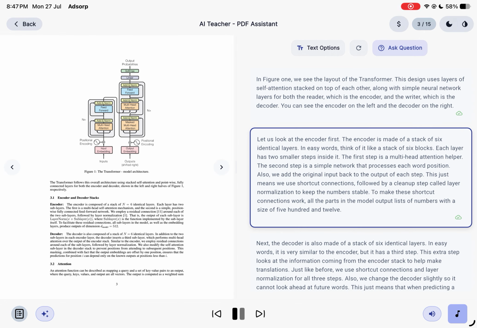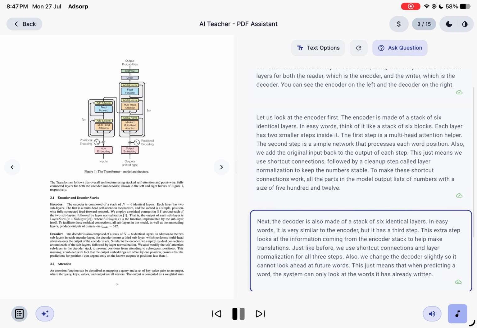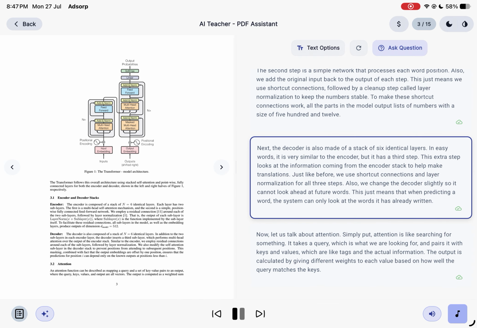The encoder is made of a stack of 6 identical layers. In easy words, think of it like a stack of 6 blocks. Each layer has 2 smaller steps inside it. The first step is a multi-head attention helper. The second step is a simple network that processes each word position. Also, we add the original input back to the output of each step. This just means we use shortcut connections, followed by a cleanup step called layer normalization to keep the numbers stable. To make these shortcut connections work, all the parts in the model output lists of numbers with a size of 512.